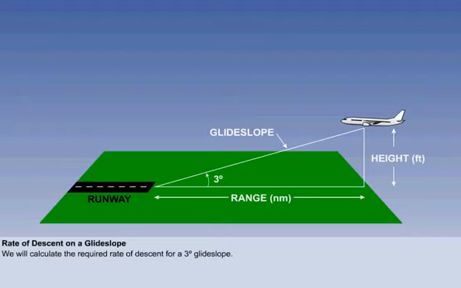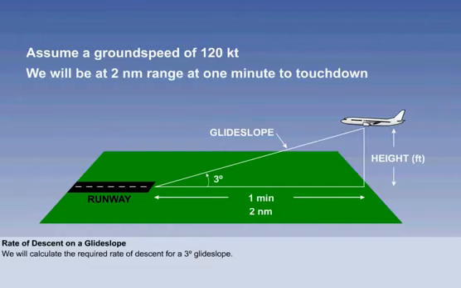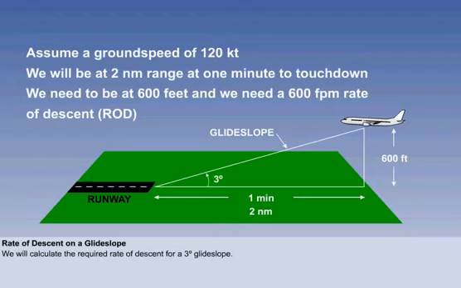Now assume that we've graduated from training and we're in a regional jet. The approach airspeed is 130 knots, and again we've got 10 knots down the runway. Our approach ground speed is now 120 knots. What range will we be at 1 minute to touchdown? 2 miles. So with a 3-degree glide slope, what height do we need to be? 600 feet. Therefore, with 1 minute to go to touchdown, we need a rate of descent of 600 feet per minute.